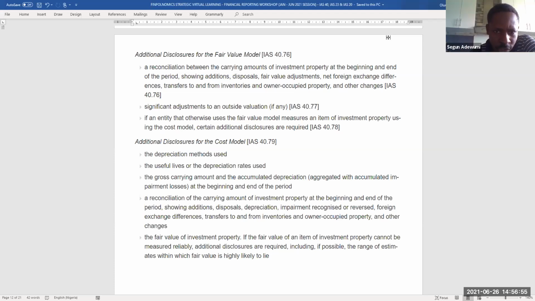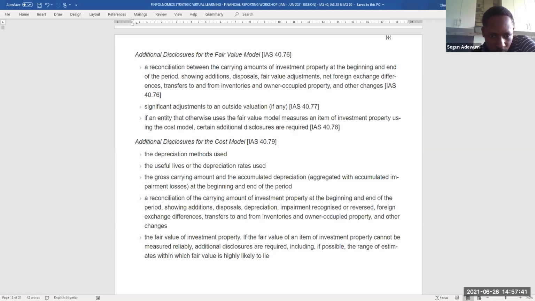Additional disclosures for the fair value model. 1, a reconciliation between the carrying amount of investment property at the beginning and end of the period, showing additions, disposals, fair value adjustments, net foreign exchange differences, transfers to and from inventories and owner-occupied property, and other changes, IAS 40, paragraph 76. 2, significant adjustments to an outside valuation, if any. 3, if an entity that otherwise uses the fair value model measures an item of investment property using the cost model, certain additional disclosures are required.